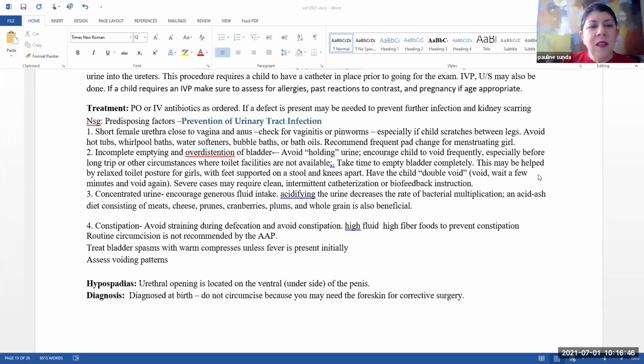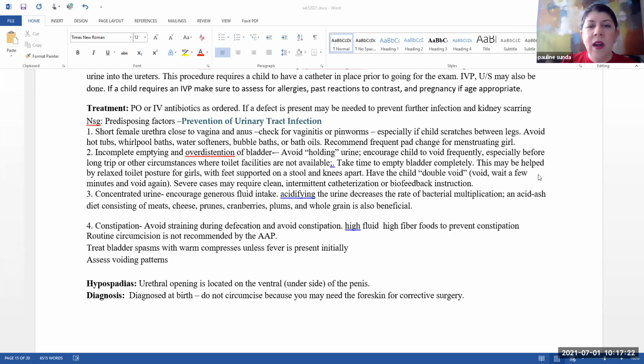So for the problem of incomplete emptying and overdistension of the bladder, here you want to avoid holding the urine. Encourage the child to void frequently, especially before a long trip or other circumstances where toilet facilities are not available. You want to take time to empty the bladder. This may be helped by a relaxed toilet posture for girls, with the feet supported on a stool and the knees apart. Have the child double void, and this is where you will void, then wait a few moments and void again.